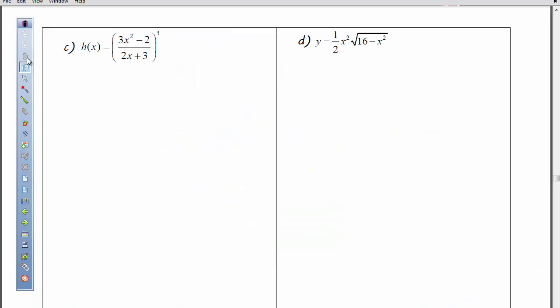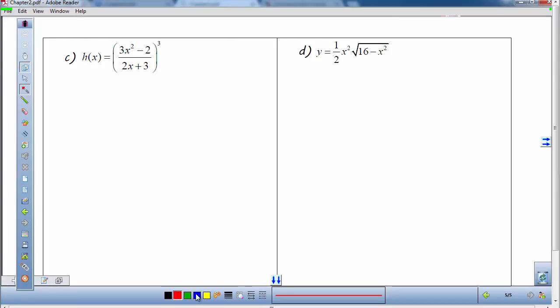Okay, D. What do you see that we have here? Yeah, we got a product. And then as part of the product, we might need to use our general power rule. I'm going to rewrite this as 1/2 times x squared times 16 minus x squared to the 1/2. So first I'm going to use the product rule.